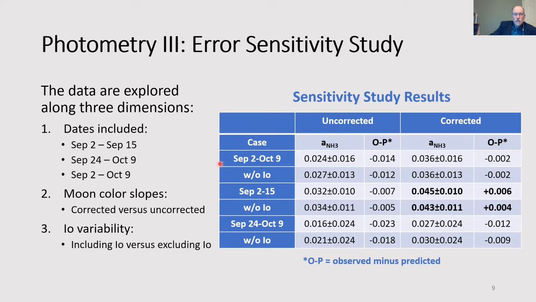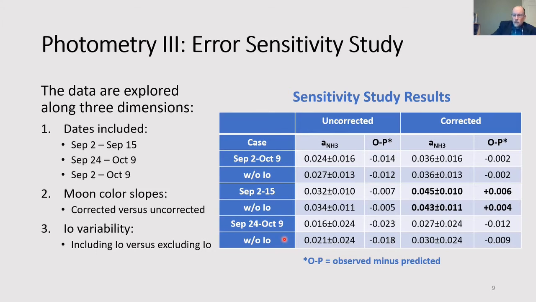And then you can see the dates here, September 2 through October 9th. That's all of the dates with and without Io. And then for September 2 to 15, that's the first set of 6 dates that have the lower scatter, both with and without Io. And then finally, the last dates here.